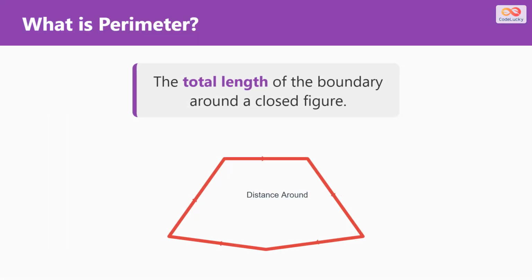So, what is perimeter? The perimeter is simply the total length of the boundary around the outside of a closed figure. Imagine you are walking all the way around the edge of a shape. The distance you walk is the perimeter.